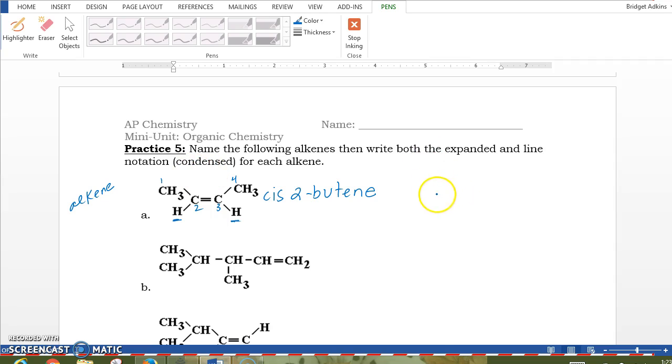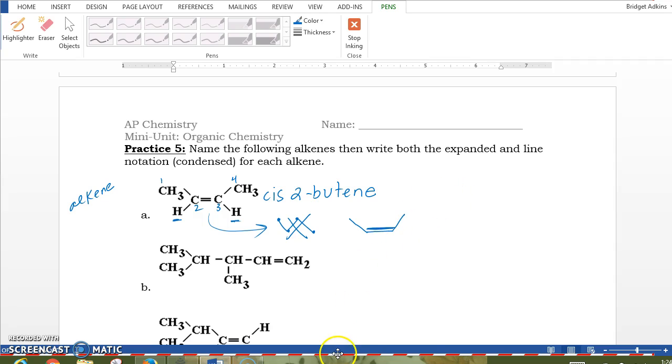They also want us to write the expanded and the line notation, which is the condensed. So if we do that for the line notation, we would have line, line, line. And so that gives us 4. And if you look at this structure, is that what it looks like? This doesn't match, right? So you'll sometimes see boat notation. They call it boat. And so if we were going to draw it, we would want to draw it how it really looks. So we've got this sitting like a boat, and then this coming up. And so we need to draw in that double bond so that they can see it. So this would be the line notation for cis-2-butene.